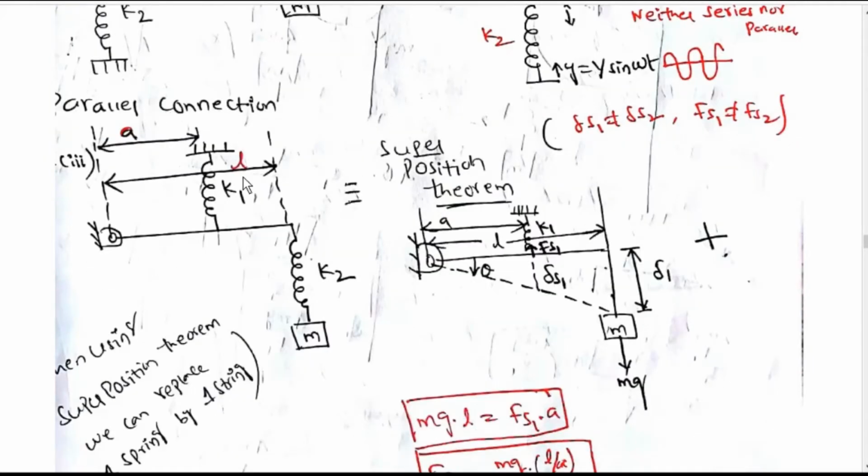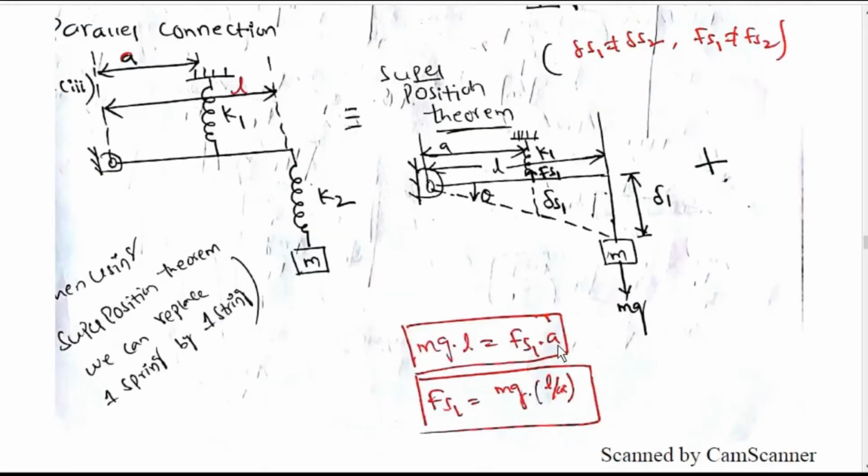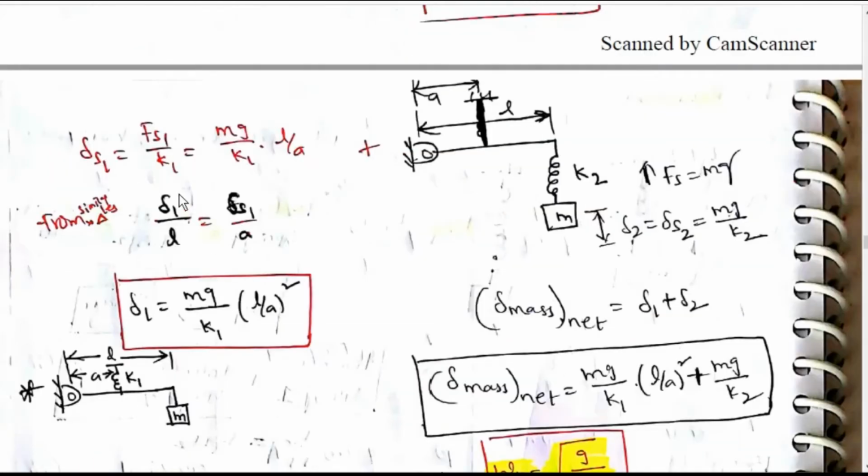Taking a lever-type arrangement, taking moments, mgl is equal to Fs1 into a, so Fs1 is equal to mgl by a. Using the superposition theorem, we can replace one spring by a string. Delta s1 is equal to Fs1 by k1 is equal to mg by k1 into l by a. From similar triangles, delta 1 by l is equal to delta s1 by a, so delta 1 is equal to mg by k1 into l by a whole square.